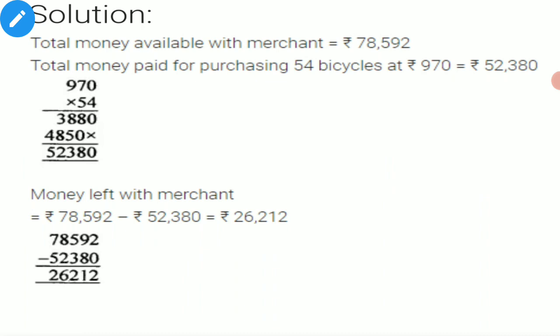Now the money left with the merchant will be how much? For that we will calculate the difference between the money that the merchant had and the money he has to pay for purchasing the bicycles. So from 78,592 we will subtract 52,380 and that will give us 26,212 rupees. That means the merchant will be left with 26,212 rupees.